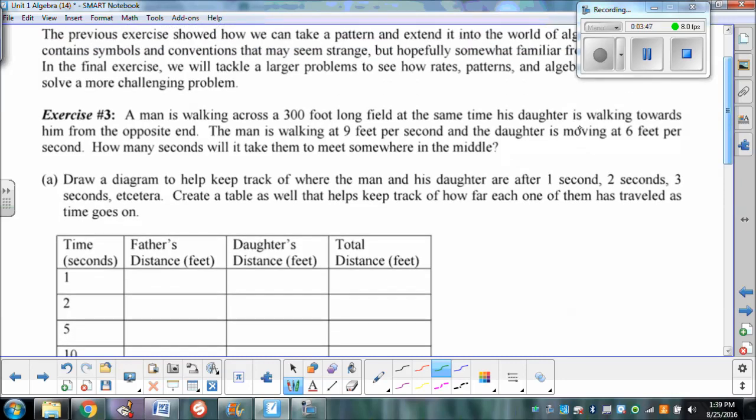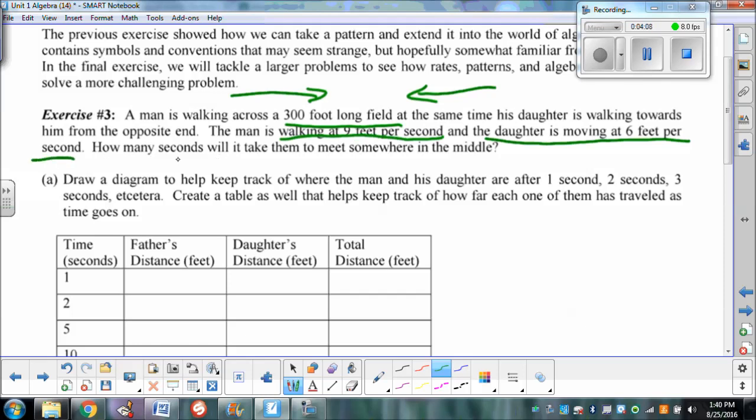We've got this problem. It says a man is walking across a 300-foot long field at the same time his daughter is walking towards him from the opposite direction. So we've got the father going this way, the daughter going this way. The man is walking at 9 feet per second, and the daughter is moving at 6 feet per second. How many seconds will it take for them to meet somewhere in the middle?